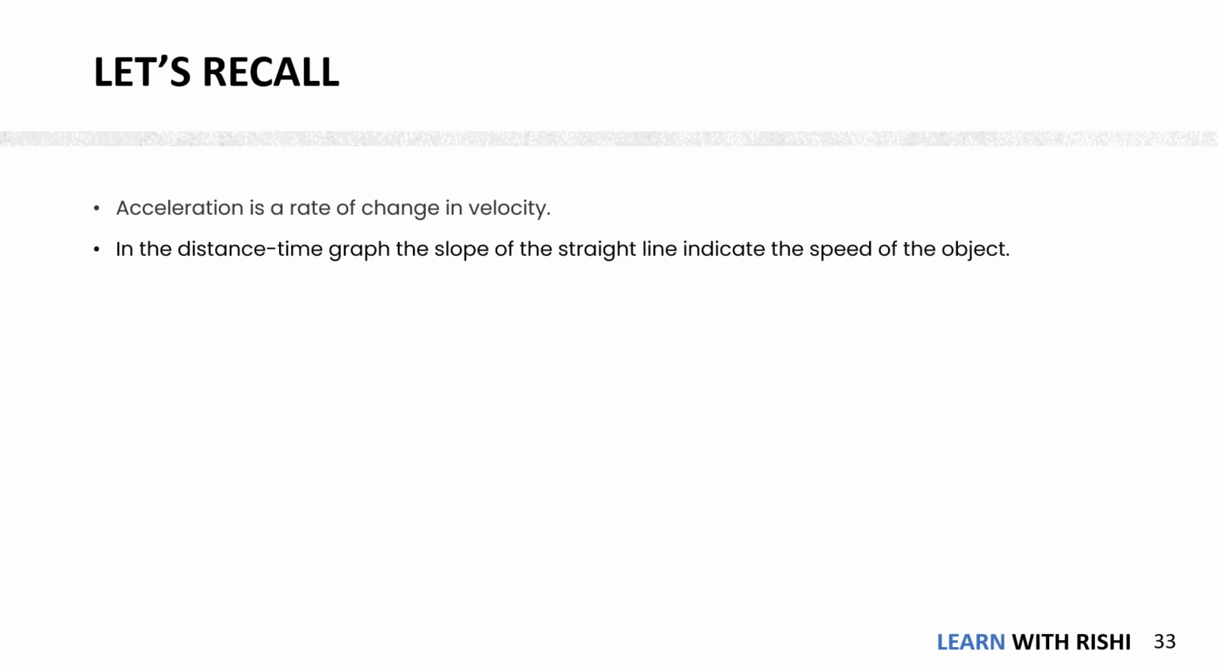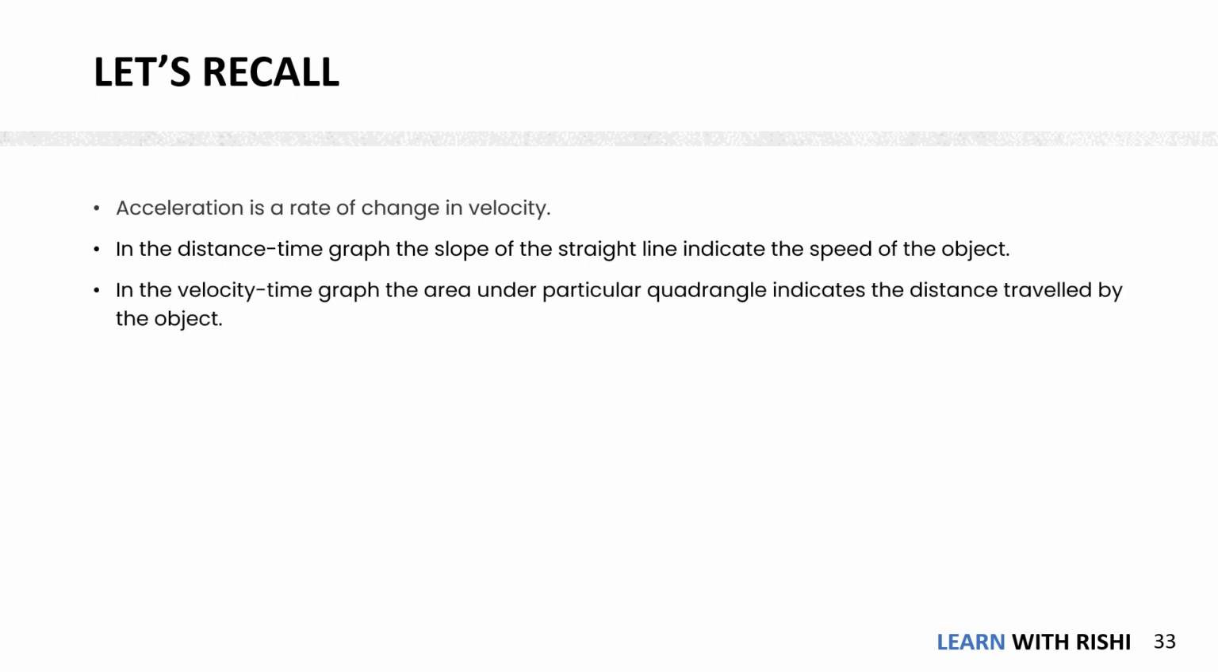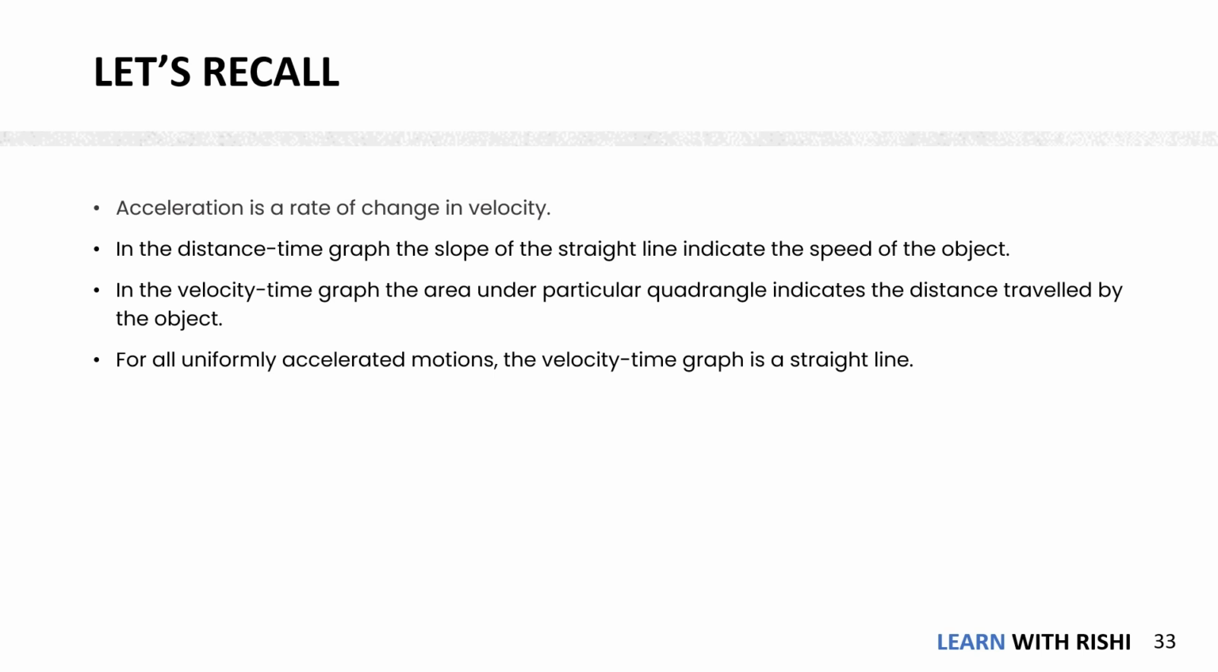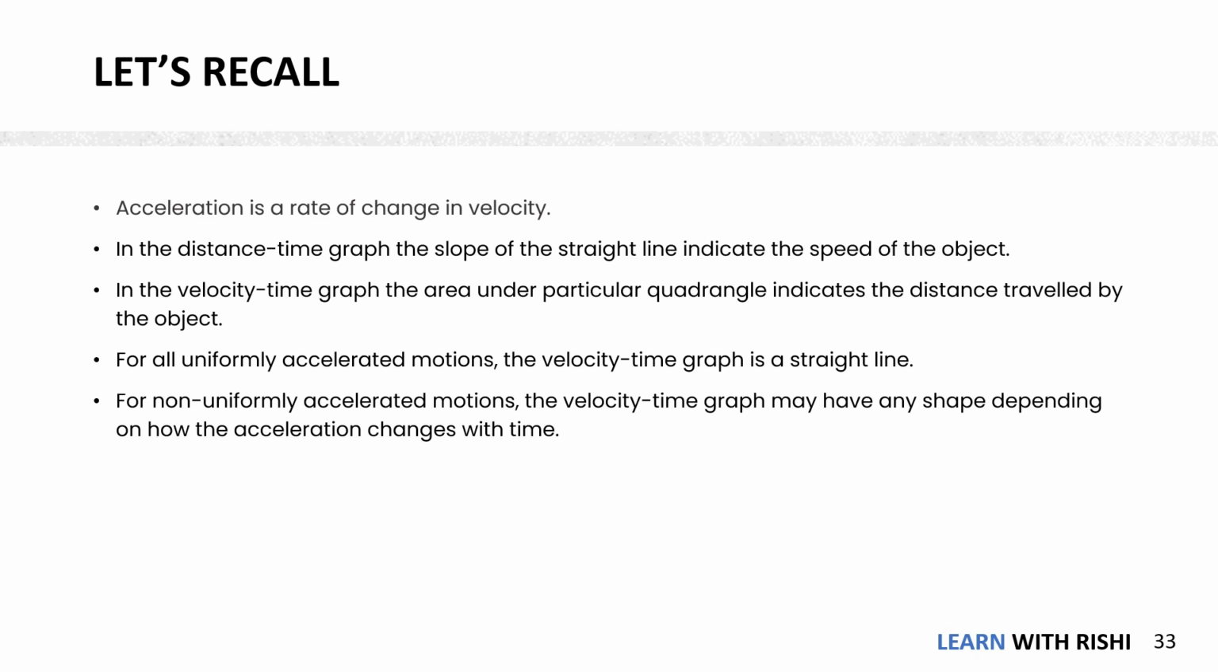In the distance time graph, the slope of the straight line indicates the speed of the object. Third, we learned that in the velocity time graph, the area under the graph indicates the distance traveled by the object. For uniformly accelerated motion, the velocity time graph is always a straight line. For non-uniform accelerated motion, the velocity time graph may have any shape depending on how the acceleration changes with time.